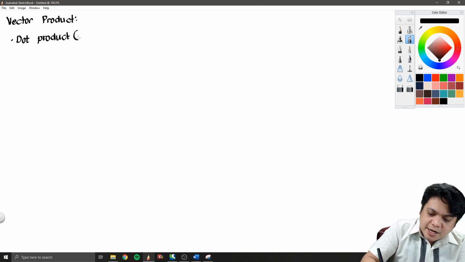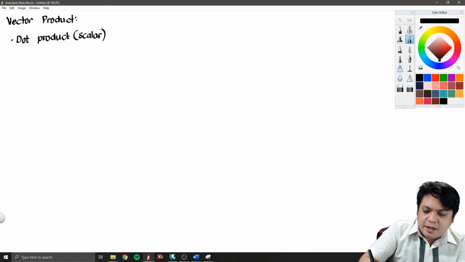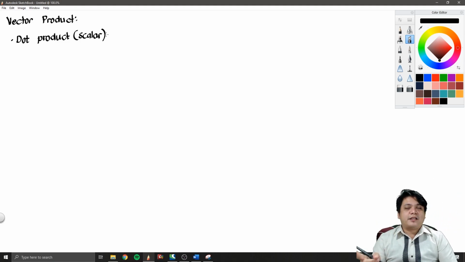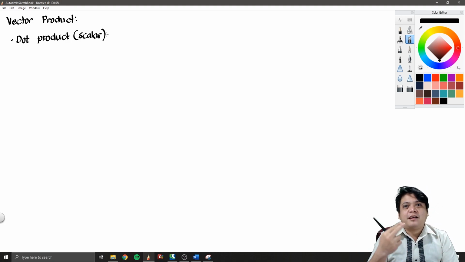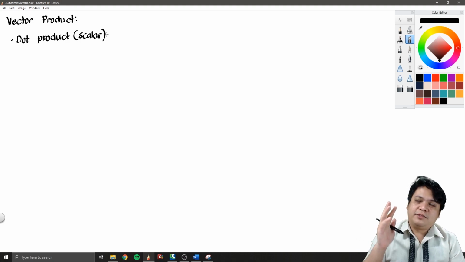It is also called the scalar product, because when we take the dot product, the resulting magnitude is a scalar. So, vector dot product of a vector, you will be having here your scalar.